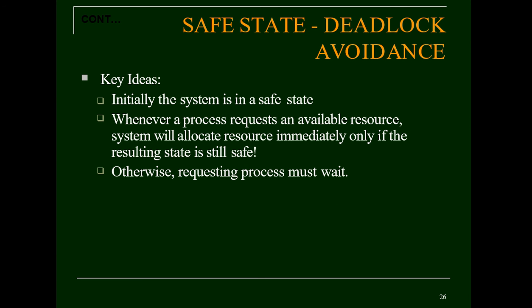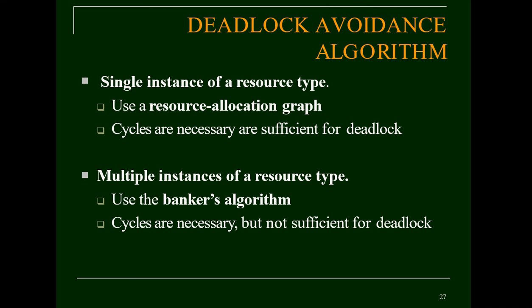So these are the key ideas. First, initially the system is in the safe state. Whenever a process requests an available resource, the system will allocate the resource immediately only if the resulting state is still safe. Otherwise, no allocation is made, and the requesting process must wait for the resource. So this is the deadlock avoidance algorithm.